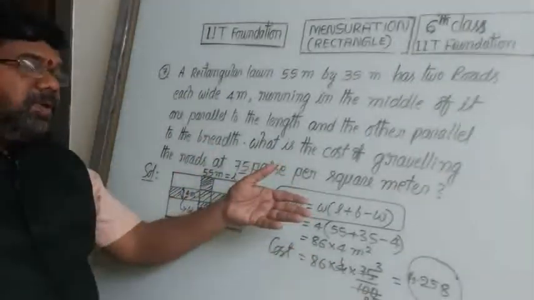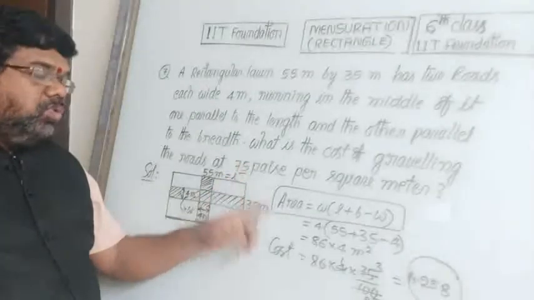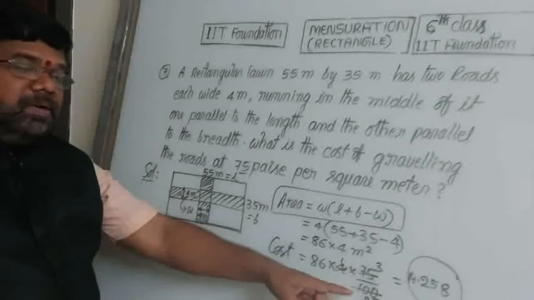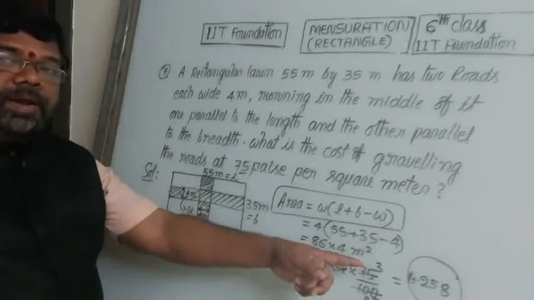So then per square meter cost is 75 paise. So total cost means into 75 paise. Convert into rupees, 75 by 100. By cancellation you get 258 rupees.